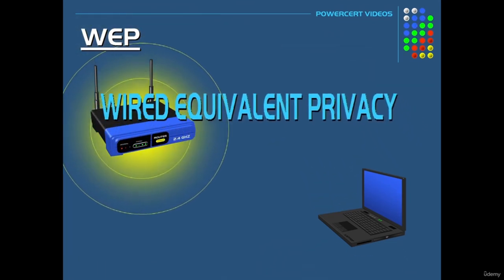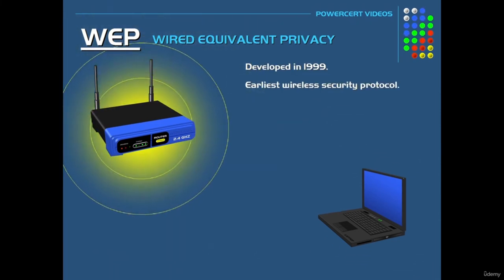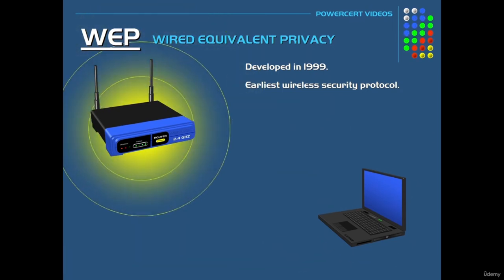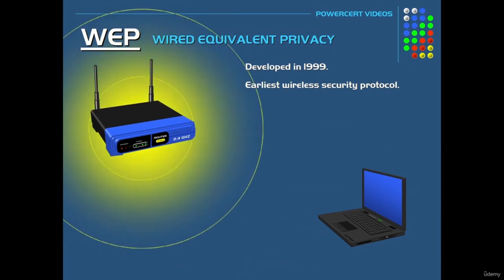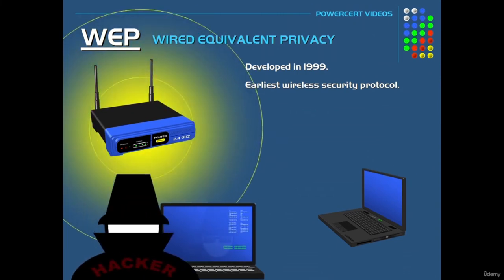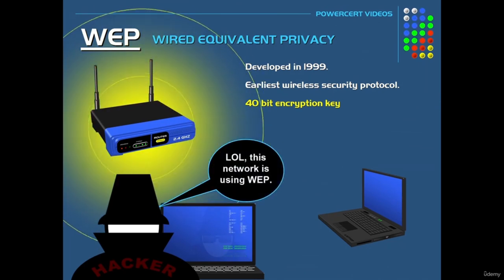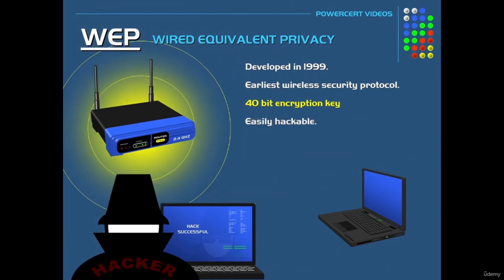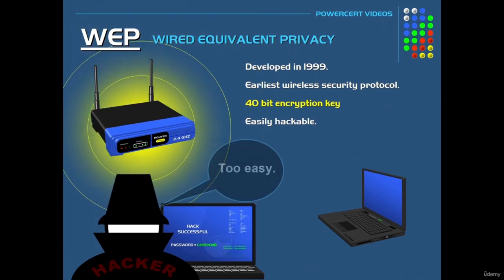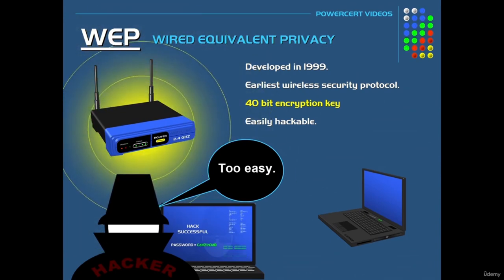WEP, or Wired Equivalent Privacy, was developed in 1999, and it's the earliest security protocol that was used for wireless networks. And also, as its name implies, it's meant to supply the same security to wireless networks as it did for wired networks. However, this turned out not to be the case, because after a time, it was found out that the 40-bit encryption key that WEP used was vulnerable and not secure, and therefore it was easily hackable. So that's why today WEP is no longer used, and modern Wi-Fi routers won't even have it as an option anymore. So a better security protocol was needed for wireless networks.